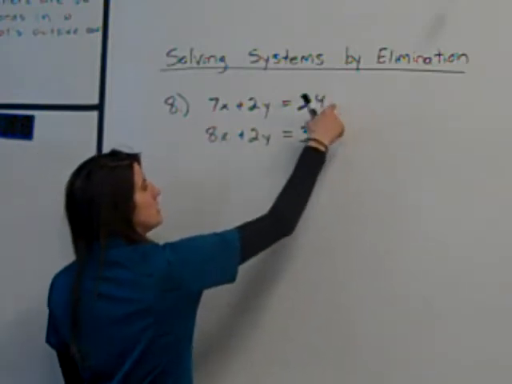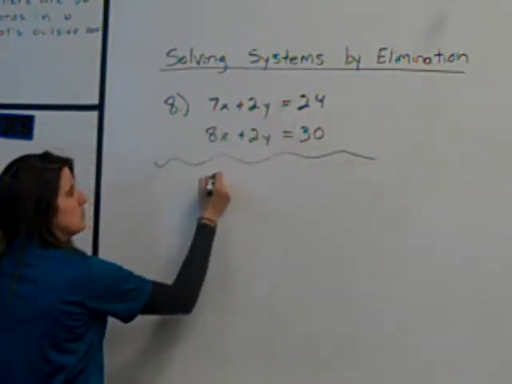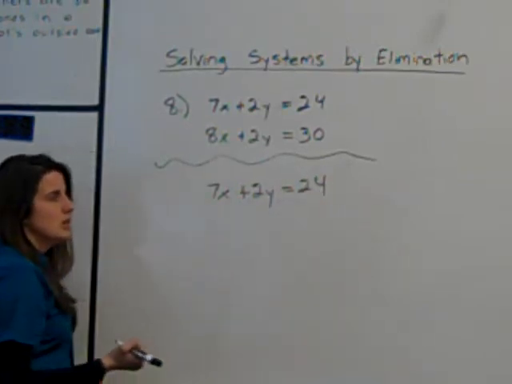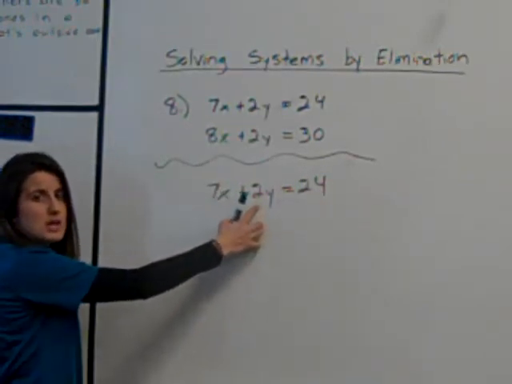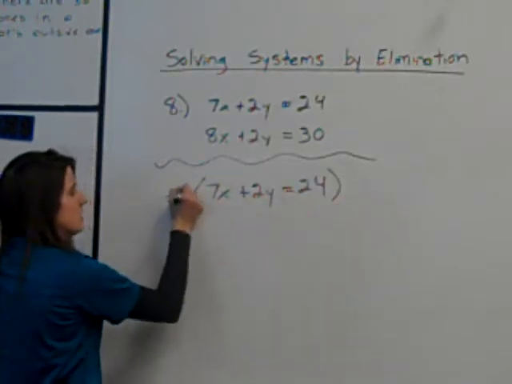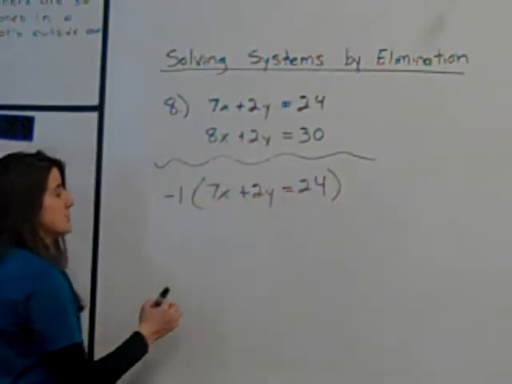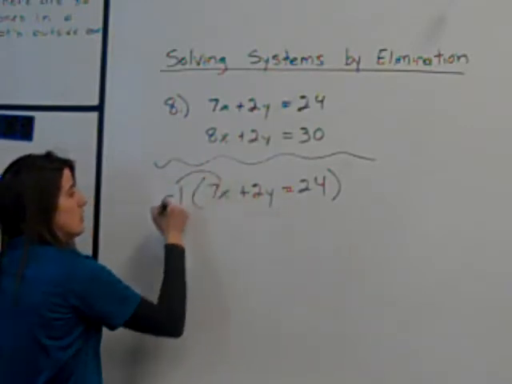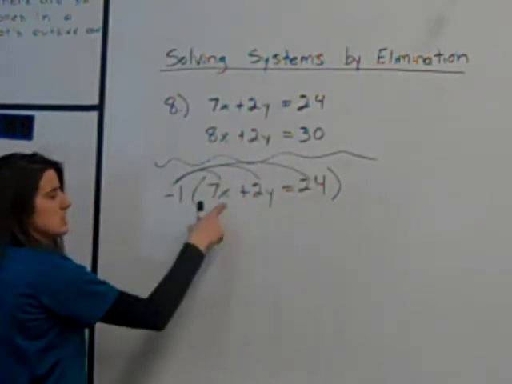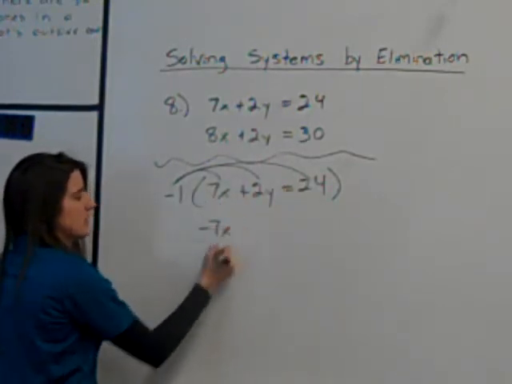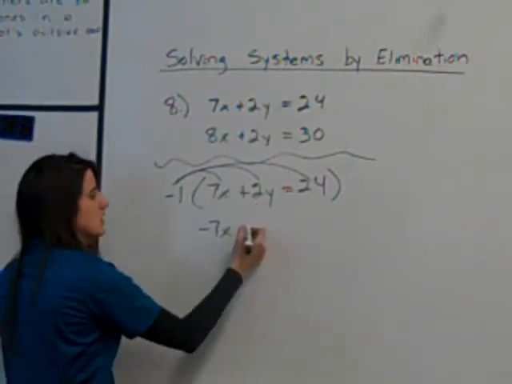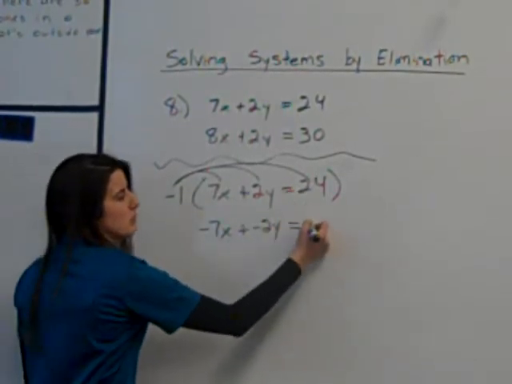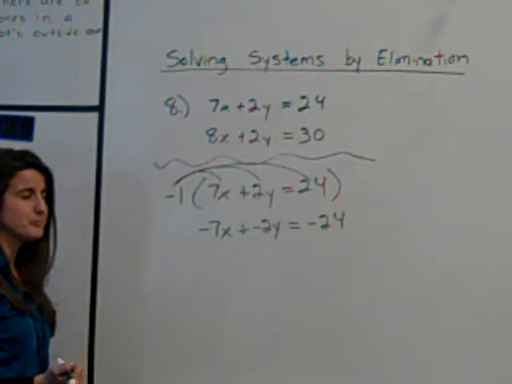So I'm just going to retake the first one and rewrite it down below. So 7x plus 2y equals 24. And because I want to change this from a positive 2 to a negative 2, I'm going to multiply by negative 1. But you have to make sure that you multiply everything by the value in front. So I'm going to take negative 1 times 7x, which is going to give you negative 7x, negative 1 times 2y, which becomes plus negative 2y, equals negative 1 times 24, which is negative 24.